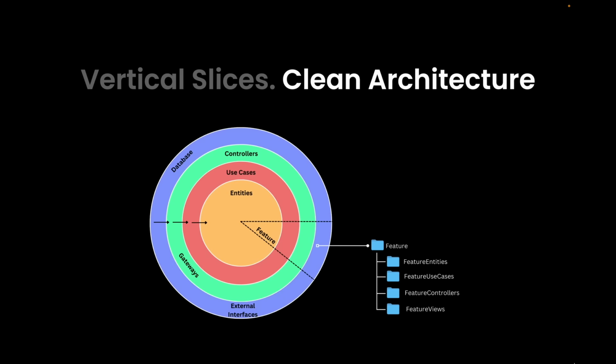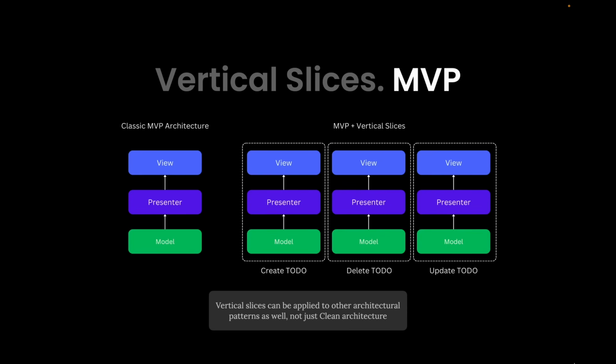This makes the architecture more modular, easier to scale, and more maintainable. We can also combine vertical slices with other architecture patterns. For example, in an MVP application, we usually have 3 layers, but we don't know how to internally structure them. With vertical slices, we create one slice per feature, for example, create to-do slice, delete to-do slice, and update to-do slice. Each slice internally follows MVP architecture, but each of them remains independent.